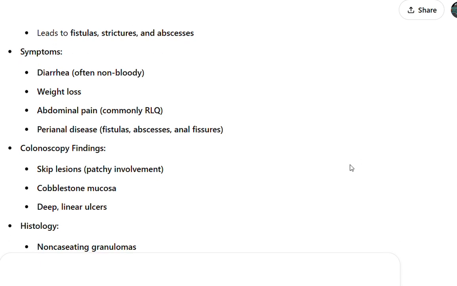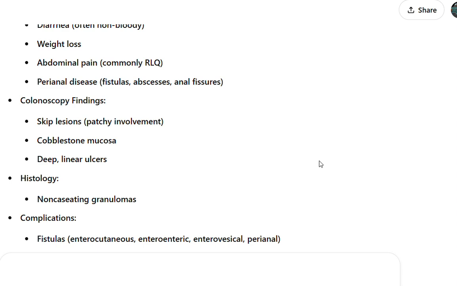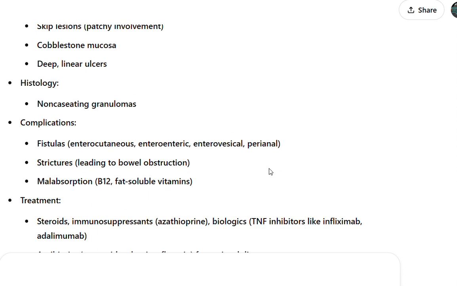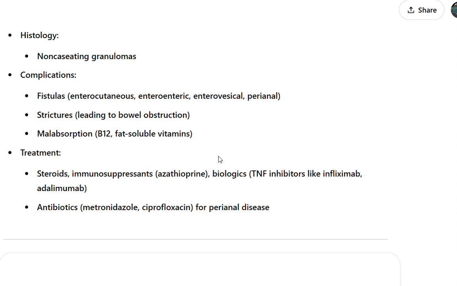Histology: non-caseating granulomas. Complications: fistulas, enterocutaneous, enteroenteric, enterovesical, perianal; strictures, leading to bowel obstruction; malabsorption, B12 and fat-soluble vitamins. Treatment: steroids, immunosuppressants, azathioprine. Biologics, TNF inhibitors like infliximab, adalimumab. Antibiotics, metronidazole, ciprofloxacin for perianal disease.